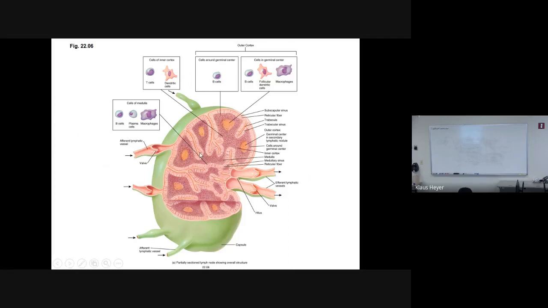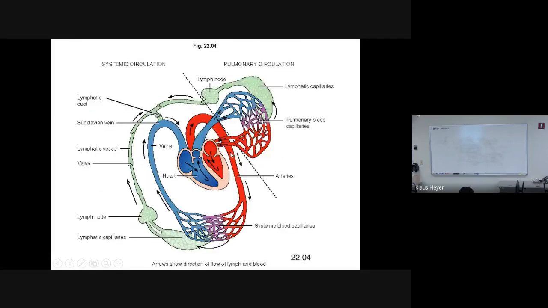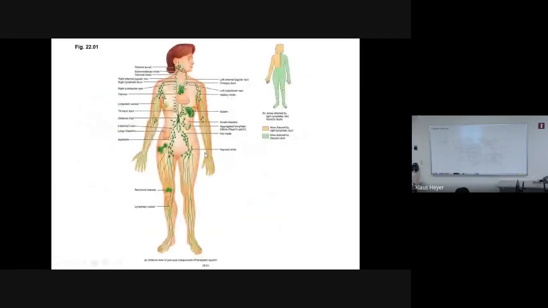You've got about 600 lymph nodes in your body. They tend to be clustered in different areas. You've got them in your neck, armpit, groin area. You've got some in your abdomen. I think the very first slide kind of showed us some.